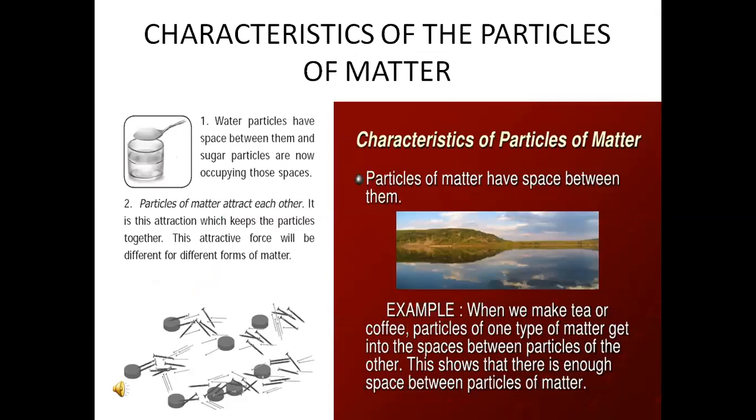Characteristics of the particles of matter. Particles of matter have space between them. For example, when we make tea or coffee, particles of one type of matter get into the spaces between particles of the other. This shows that there is enough space between particles of matter. In different forms of matter, this spacing will be different.